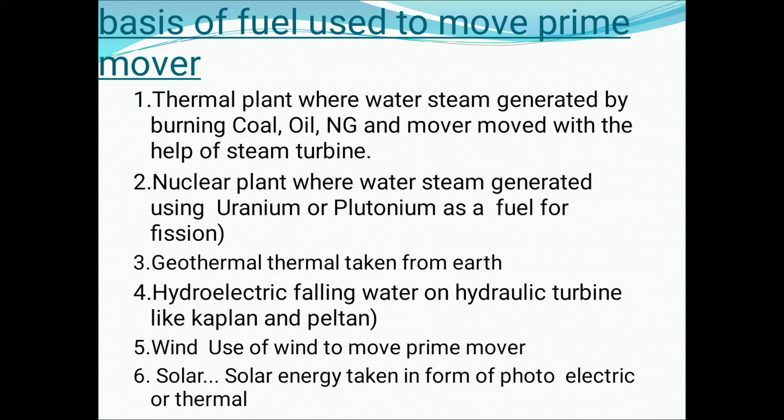And now the nuclear power plant, in which steam is generated using uranium, a radioactive material, and plutonium as fuel for fission. And now the geothermal power plant, in which thermal energy is taken from the earth. And the next is the hydroelectric power plant, in which falling water moves a hydraulic turbine. Kaplan and Pelton are types of hydraulic turbine.